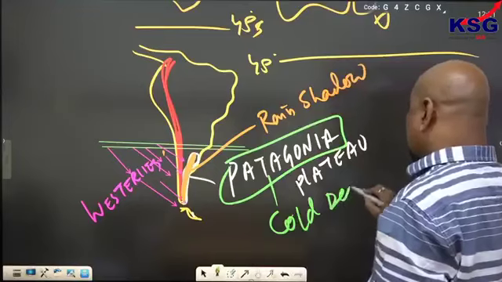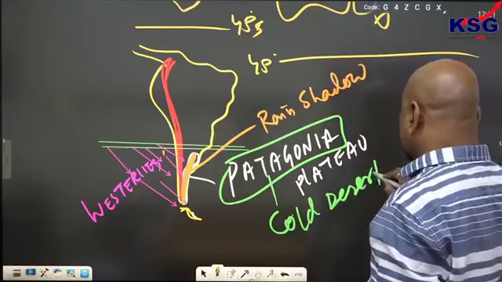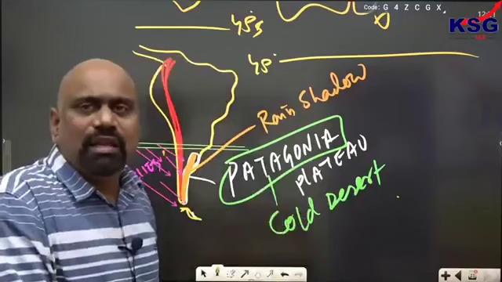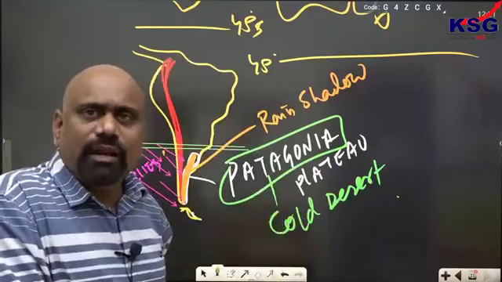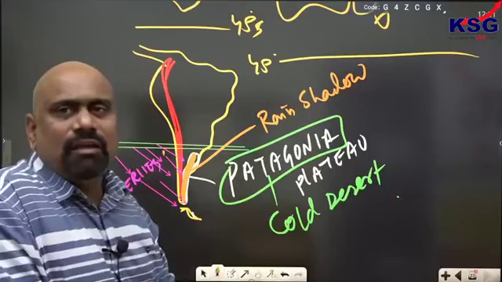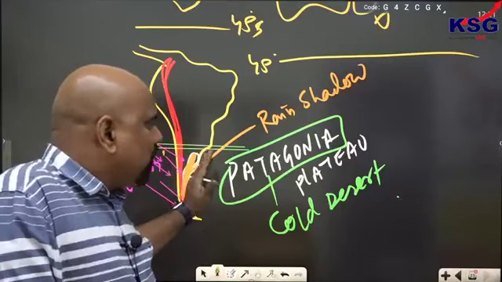Cold desert formation का कल somebody has asked me a question. Cold deserts are those deserts where there is no rainfall and it is a cold area. Cold desert best example here Patagonia है. Because of rain shadow effect, no rainfall.